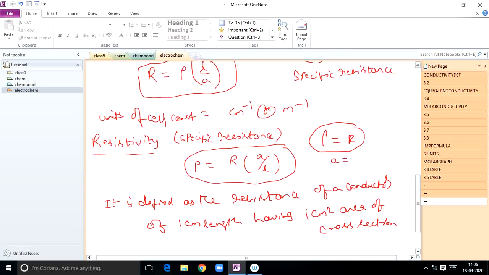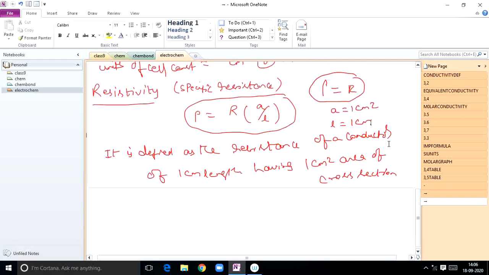Here A is equal to 1 centimeter square, L is equal to 1 centimeter. Length is equal to 1 centimeter, area of cross section A is equal to 1 centimeter square. So if you substitute that, you will get rho is equal to R. Next. Or you can define it in another manner also. It is the resistance between opposite faces of 1 centimeter cube of the conductor.